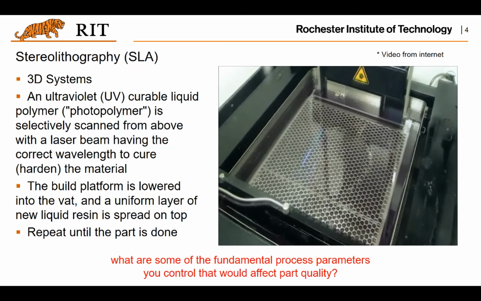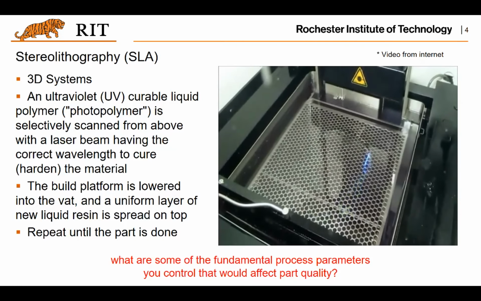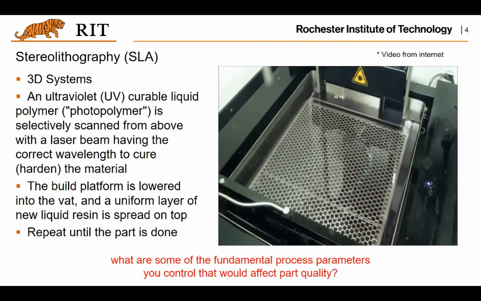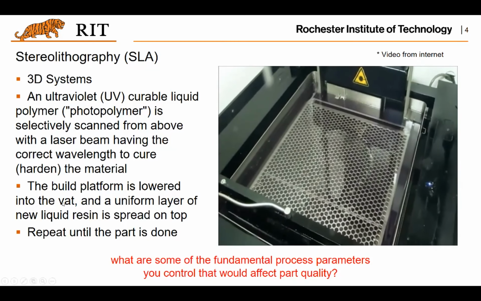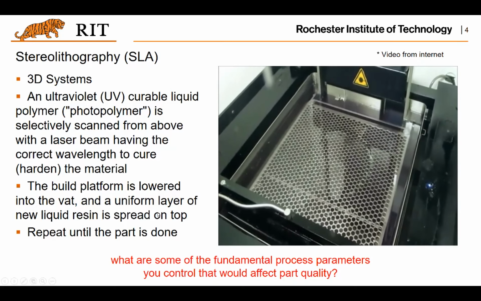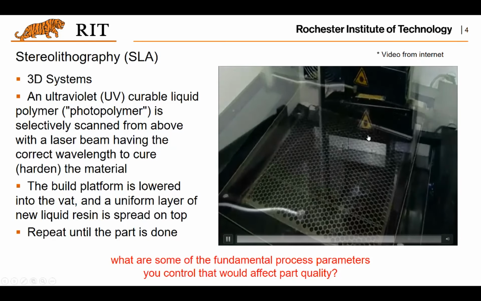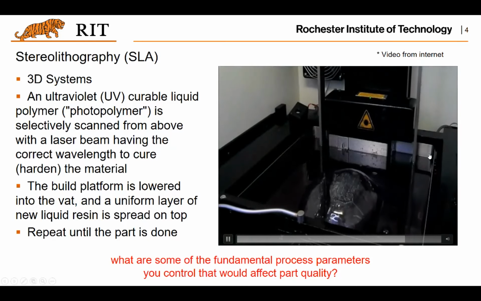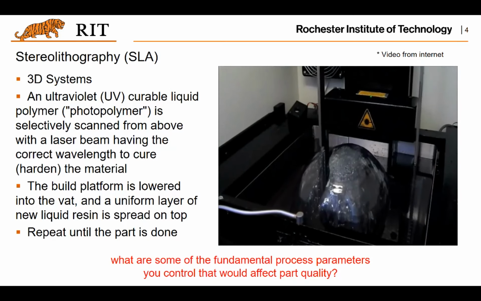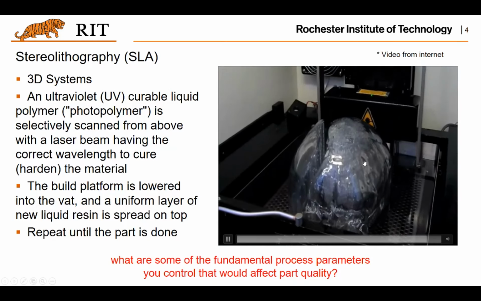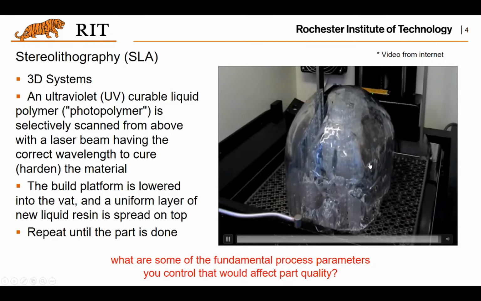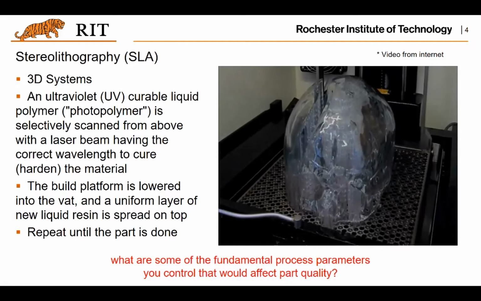And then of course there will be another step to lower the building platform, and then another layer of new liquid resin is spread on the top. As you can see here, that is the spreading of the material. After all the layers have been cured, you will have the whole part. Of course, there could be some support material. I will introduce why we still need support for this process, but that's pretty much what you will have for stereolithography.